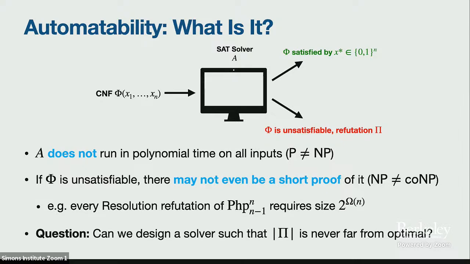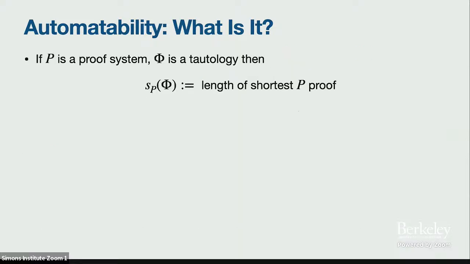Can we design a solver such that the length of the refutation that gets output is never far from optimal, like never far from the length of the shortest proof, right? It might take exponential time. In fact, it's going to have to sometimes, right? If we believe that NP is not equal to co-NP, which is, in my opinion, a believable assumption. But maybe we can still find a proof that's not too far from this exponential length optimum. Does that make sense? Okay. And that's exactly what the automatability question is asking.